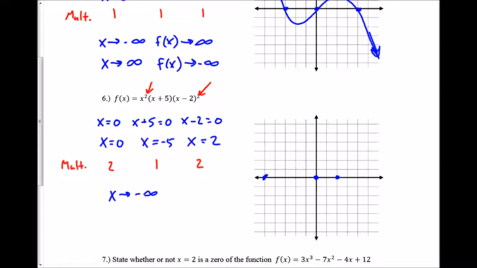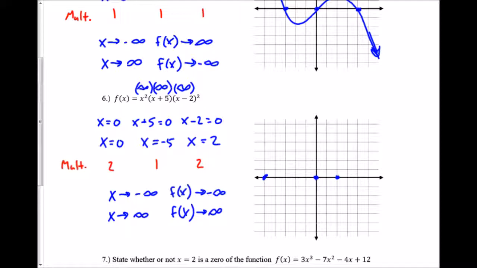When I plug that in, I just have to be very careful here. Negative infinity squared is a positive times a negative infinity. Again, negative infinity squared is a positive. So when I plug a negative infinity in, it looks like I get a negative infinity out. And when I plug a positive infinity in, a positive infinity squared is a positive times a positive, and then positive infinity squared is also positive. Positive and positive and positive gives me a positive infinity.